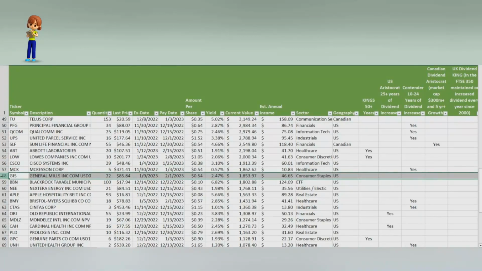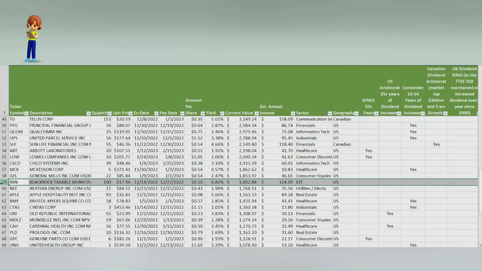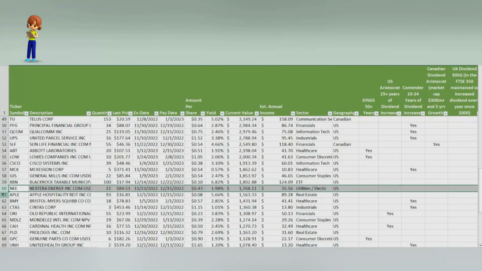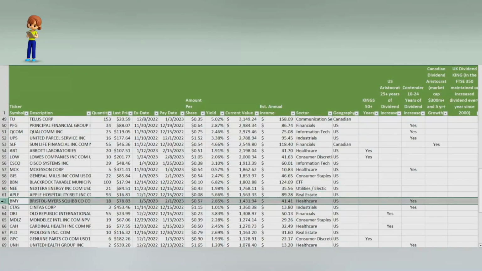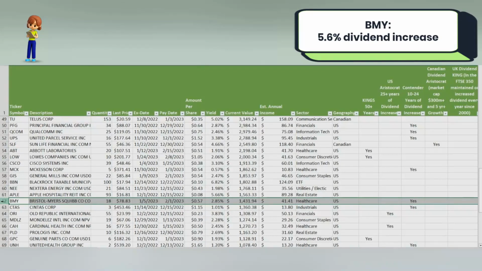I've got about $2,000 in General Mills. And here's my bond ETF. I get about $124 from BBN. I've got about $1,700 in NextEra Energy, a relatively new position in Apple Hospitality, which I also covered in my recent buy video, and about $1,500 in BMY, which also gave a Christmas gift of 5.6% dividend increase recently.